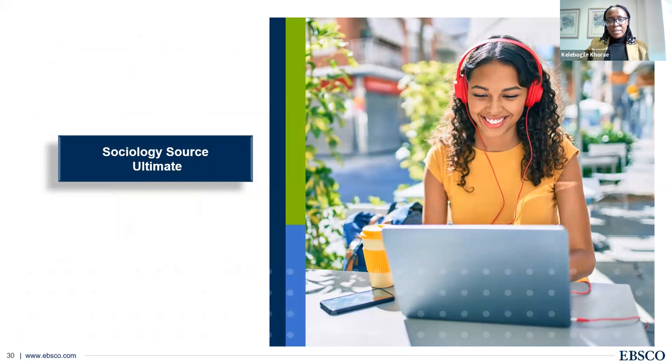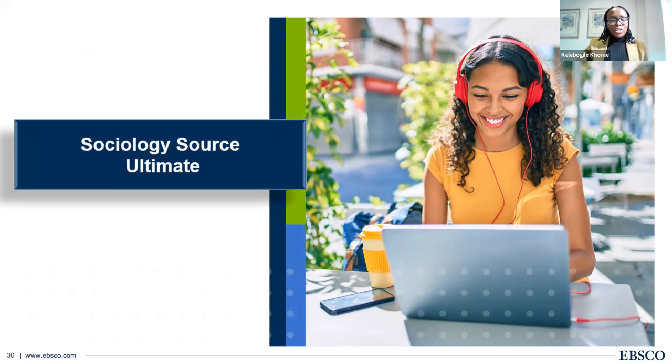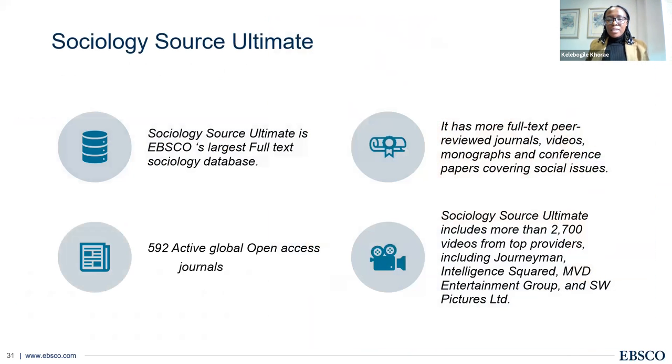Sociology Source Ultimate. Sociology Source Ultimate is one of the largest sociology databases that we have at EBSCO. It contains peer-reviewed journals, monographs, and conference papers covering social issues. It also has more than 2,700 videos from top video providers like Journeyman, Intelligence Squared, MVD Entertainment Group, etc. It also has 592 active global open access journals.